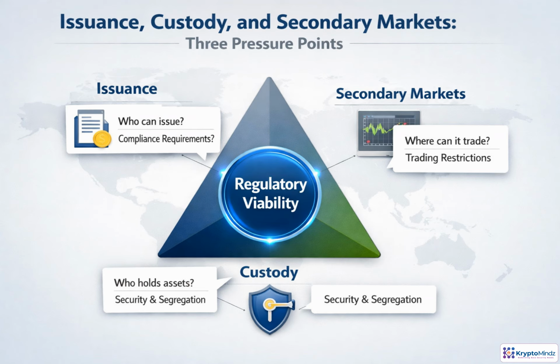Before a digital asset initiative is viable, leaders need to test three pressure points together. First is issuance. Who creates the asset? What rights are being offered? And what compliance obligations attach at launch? Second is custody. Who controls customer assets, how they are segregated, and what happens if an intermediary fails? Third is secondary markets, where the asset can trade, who can access it, and what restrictions follow the trade. Treat these as a connected system, not separate legal questions. A weakness in any one area can change the classification, the partners you need, and the go-to-market plan.